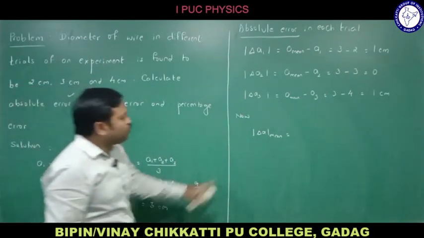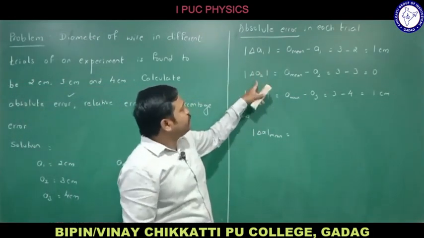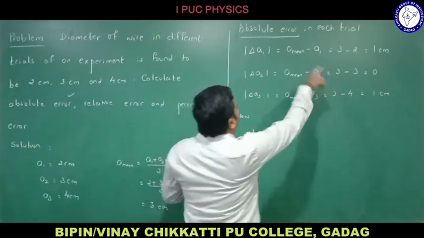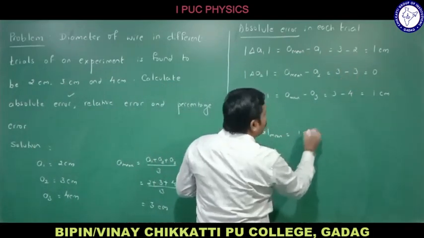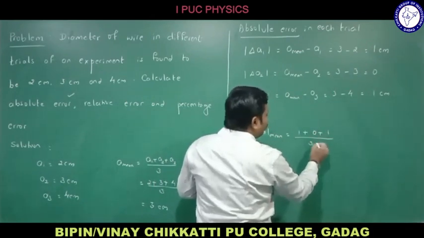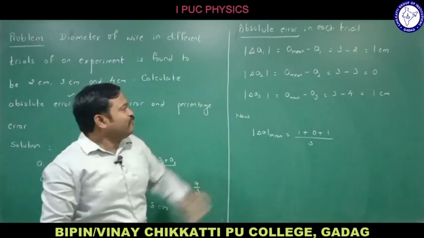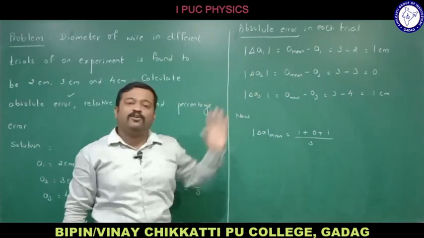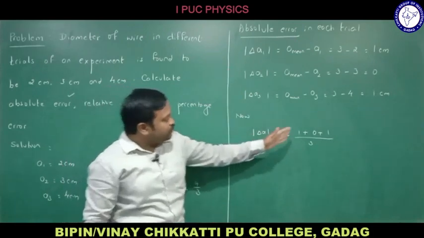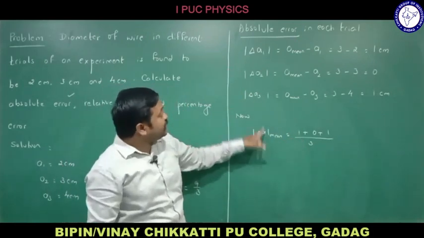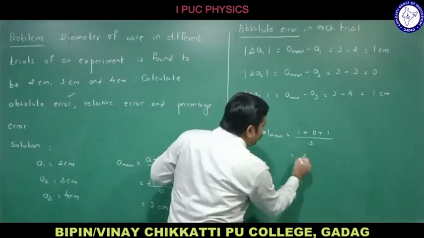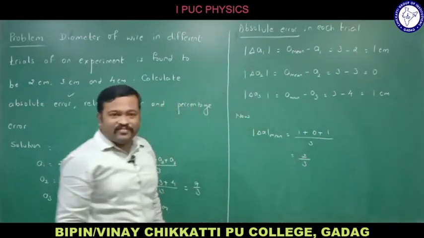Delta A mean. What is delta A mean? Delta A1 plus delta A2 plus delta A3 divided by 3, right? So 1 plus 0 plus 1, divided by how many quantities are there? 3, right? We need to add and divide by the number of quantities. I am taking the mean of this. How much do you get? That is equal to 2 divided by 3.